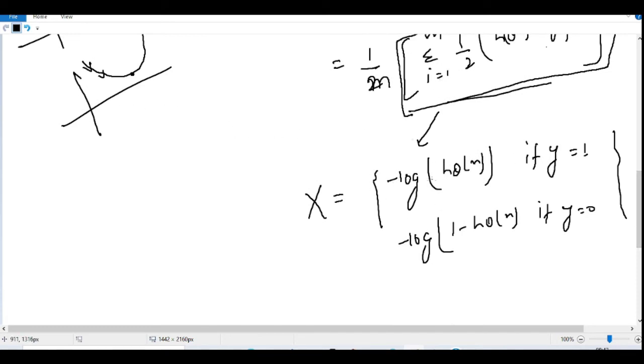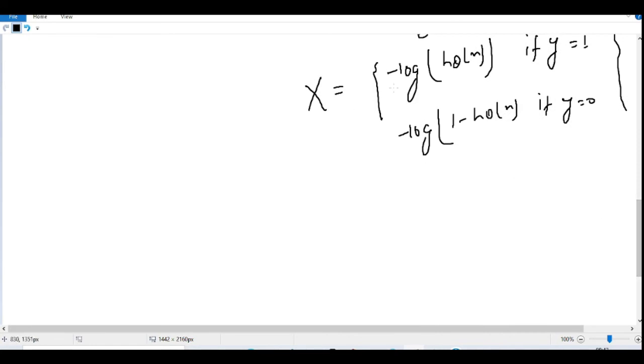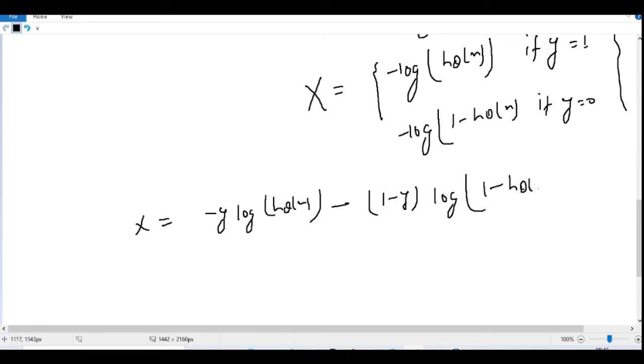To get this kind of graph, we are just going to replace this value with this: minus log h theta of x if y is equal to 1, and minus log of 1 minus h theta of x if y is equal to 0. Now, combining these two values together, I can write this as minus y log hypothesis h theta of x minus (1 minus y) log of 1 minus h theta of x.